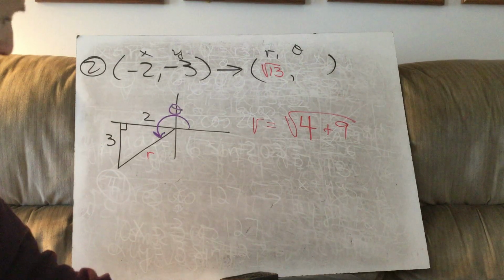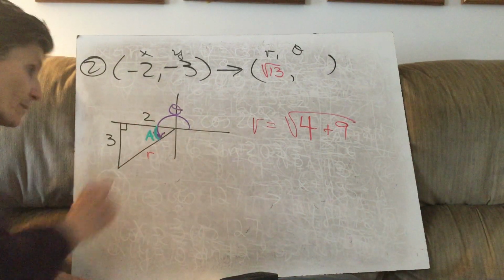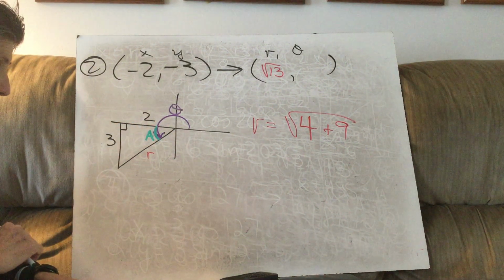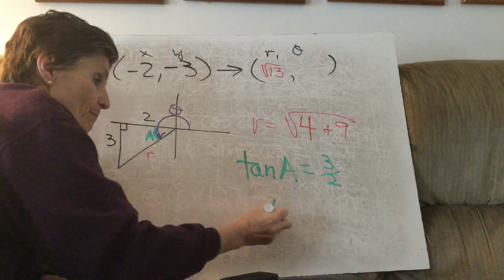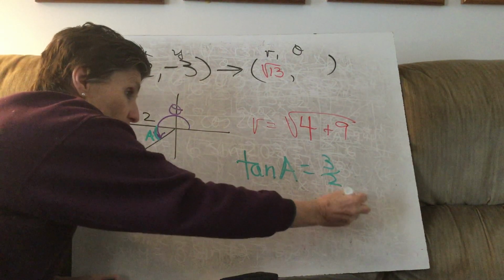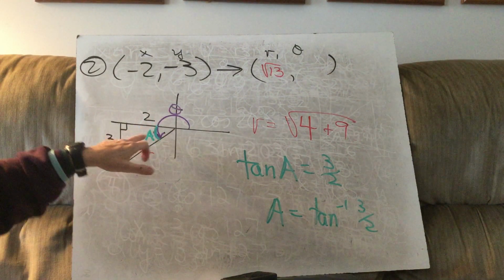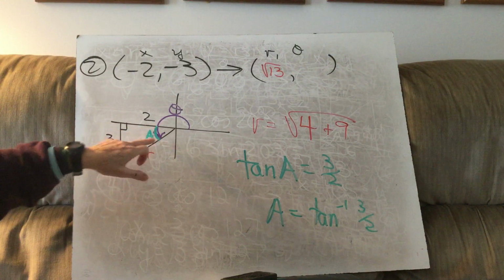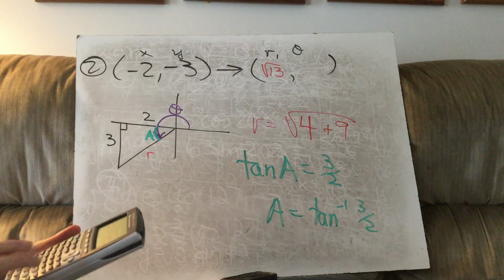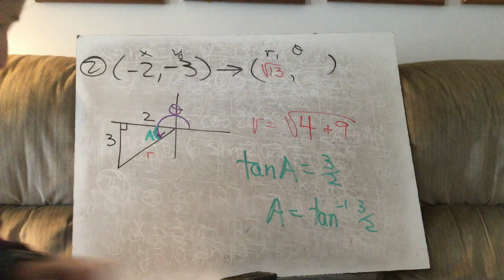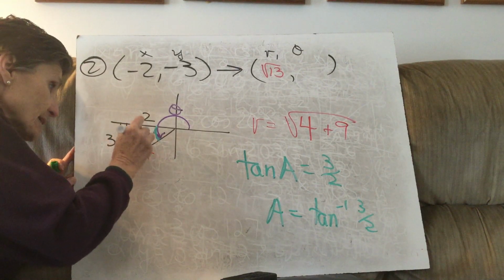Now, to find theta, we're first of all going to have to find this angle right here, the one inside the triangle. So I know that the tangent of that angle is 3/2. So that angle is inverse tangent of 3/2. The tangent of that angle, just angle A, the little green angle, is opposite over adjacent, 3/2. So I'll do inverse tangent 3/2, and that green angle is 56.31.